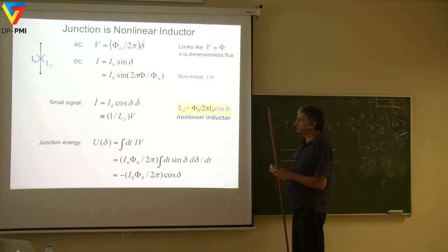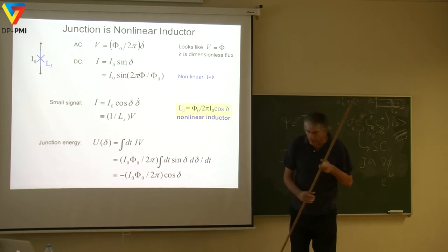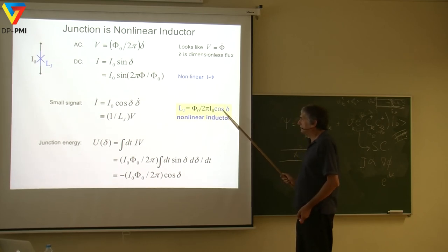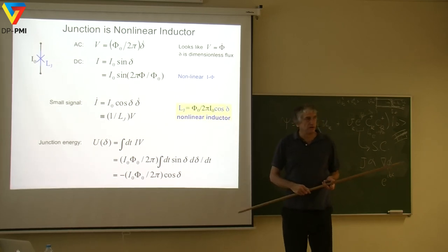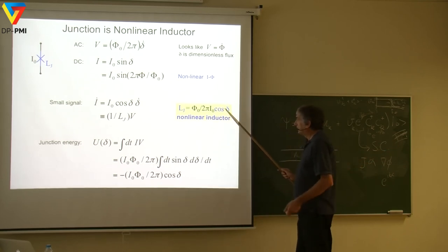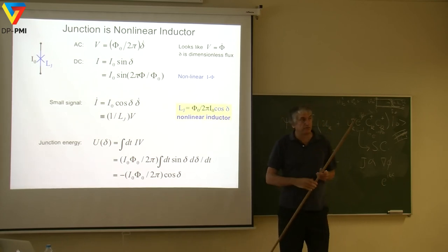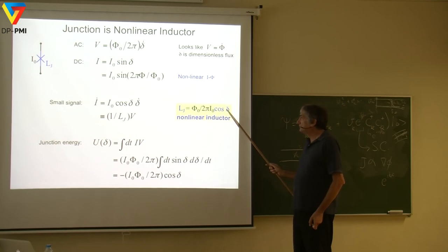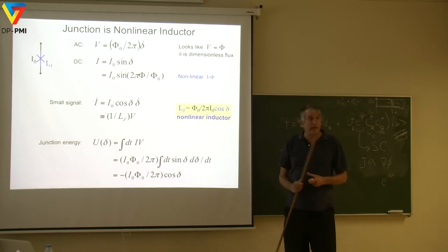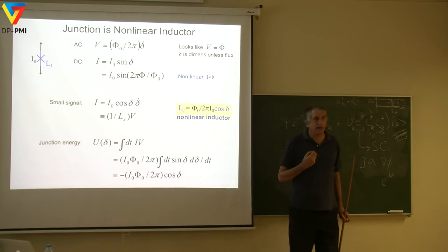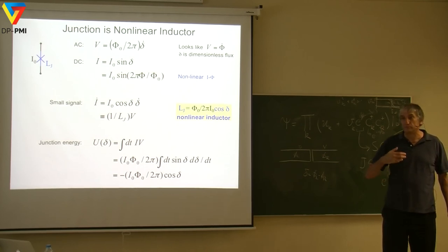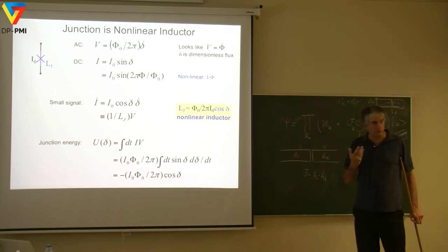And what it says is that at zero phase across the junction, this is given by some LJ, but as the phase gets bigger and bigger, the cosine delta goes down and LJ goes big, so that at pi over 2, its inductance goes to infinity. And in fact, when this goes to pi, this is negative, and you can build a negative inductance. It's not just that you have a nonlinear inductance, you can go from a positive to an infinite to a negative inductance, okay, which is really useful.